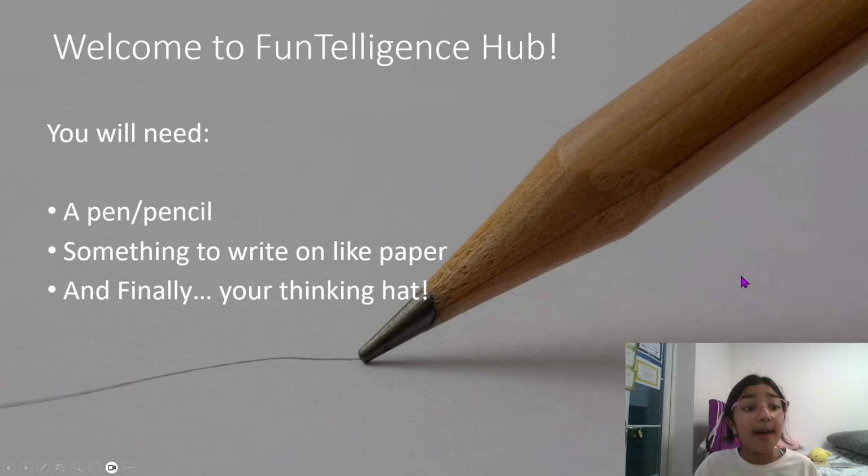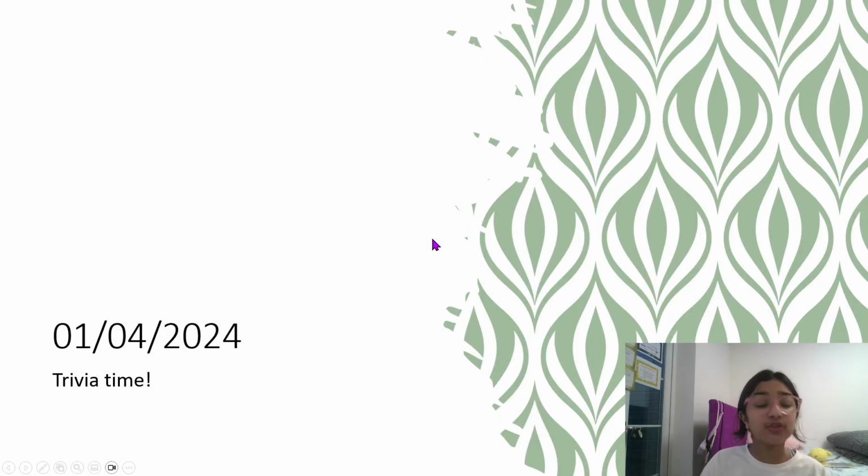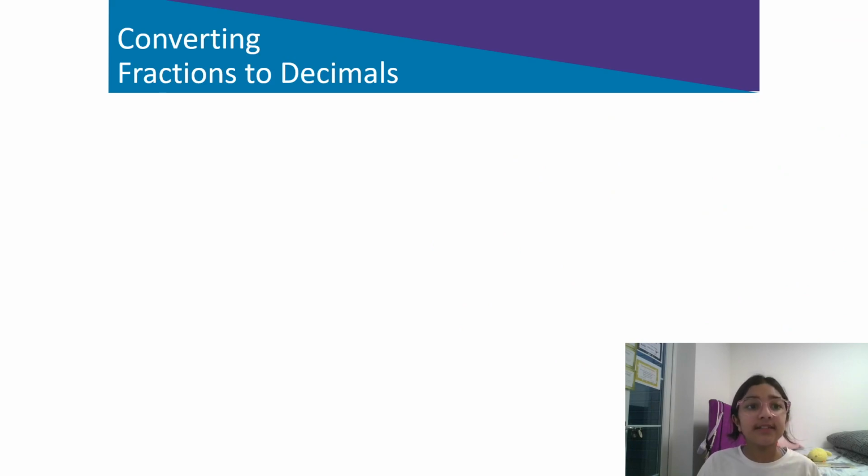Today you will need a pen or pencil, something to write on, and finally, your thinking hat. We are going to be doing a trivia. Converting fractions to decimals. Don't worry if you don't know this. We're going to go through 3 together, so you're not too stressed. And don't worry, this is meant to be a fun activity.